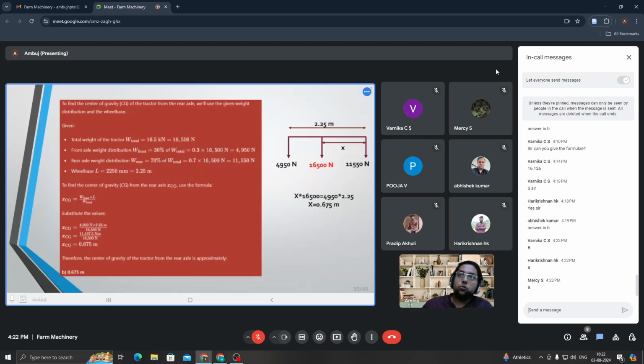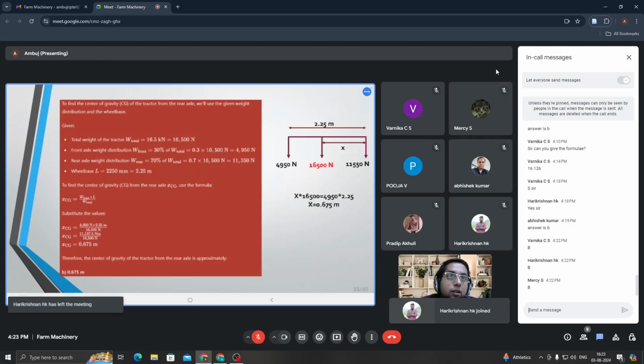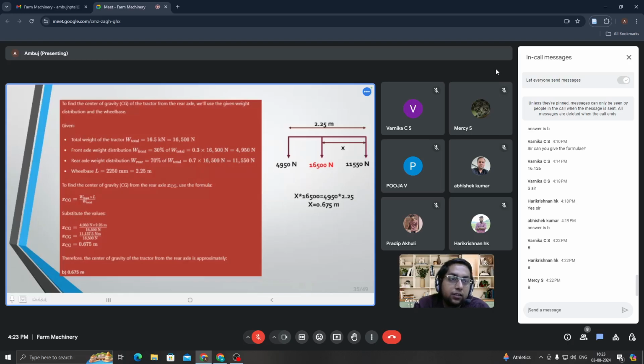To find the CG of the tractor from the rear axle, I'll use the weight distribution method. Just see the middle arrow I have pointed out. I have tried to draw the FBD on the right-hand side. 16500 Newton force is acting at the CG. The wheelbase is 2.25 meters.